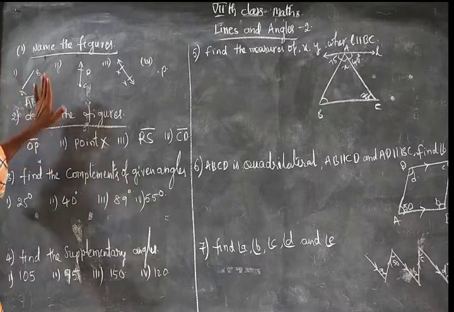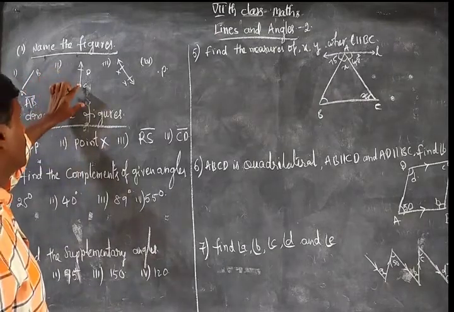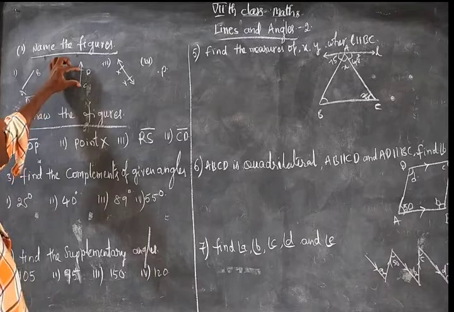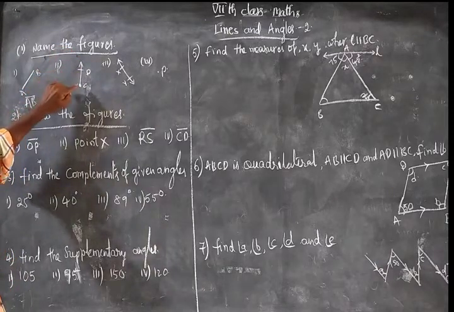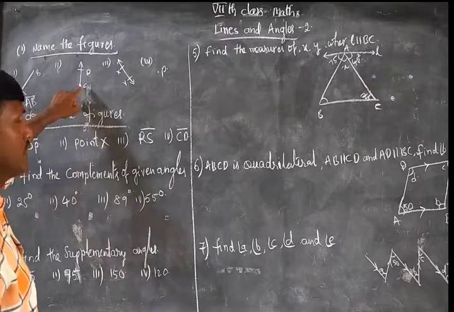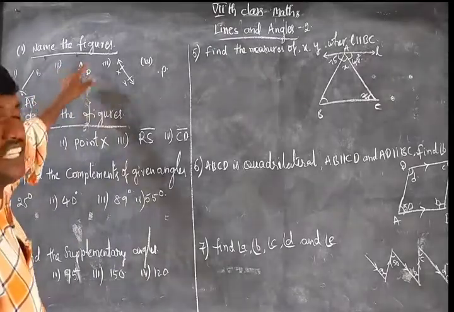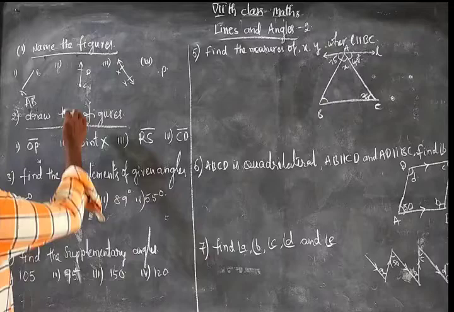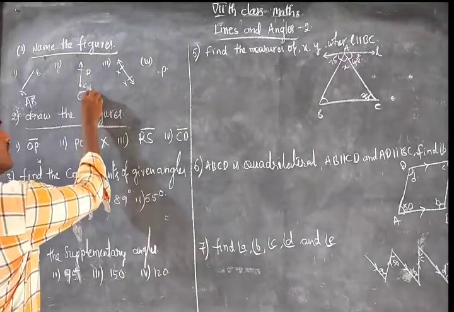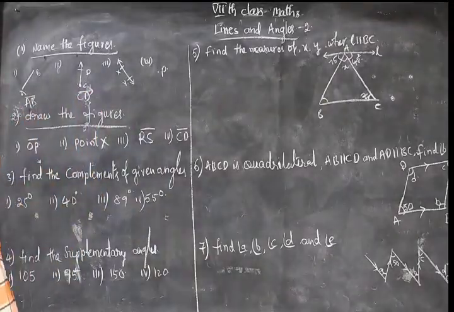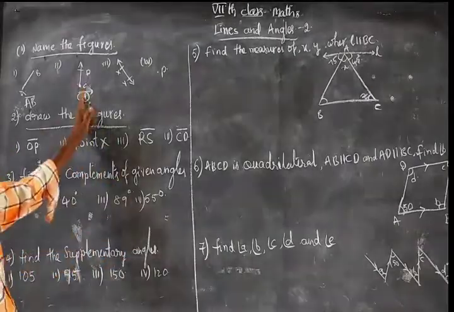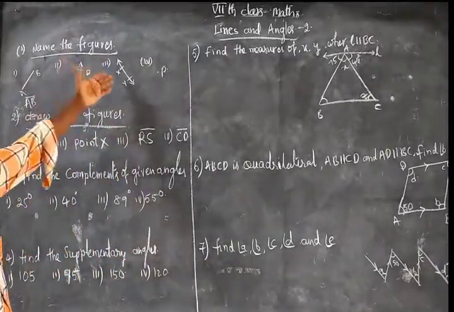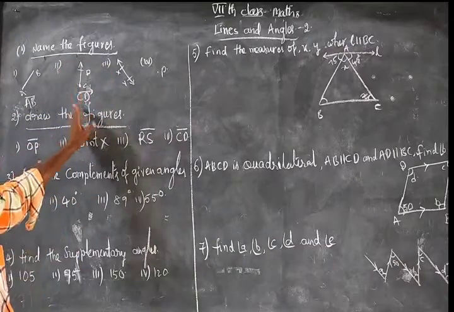And the second one, CD. It was given with an arrow mark, and the other point has an endpoint. So how can you read it? We read it as CD ray. Either right side or left side, we can give that CD ray. This is the answer about CD ray.